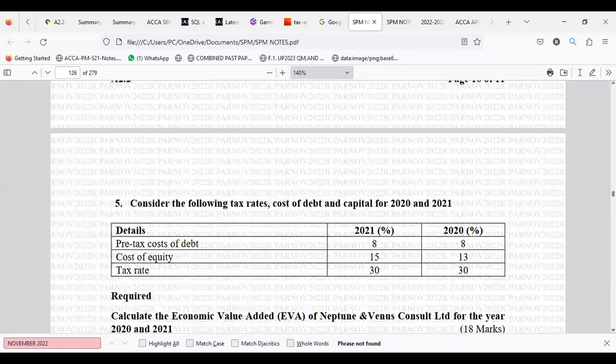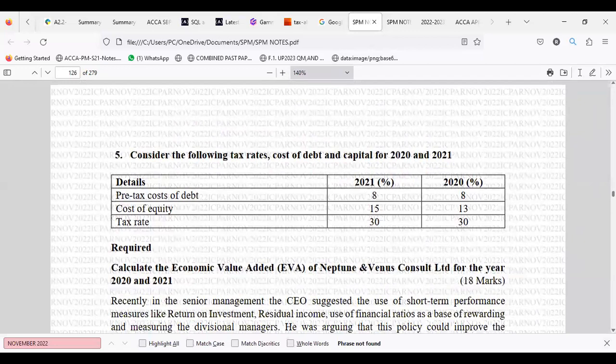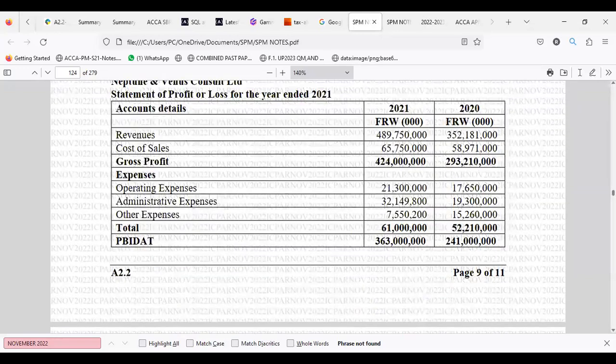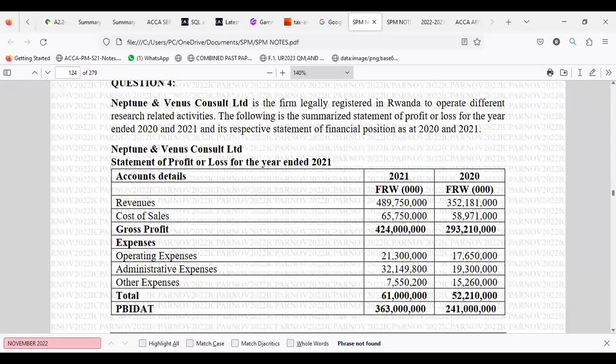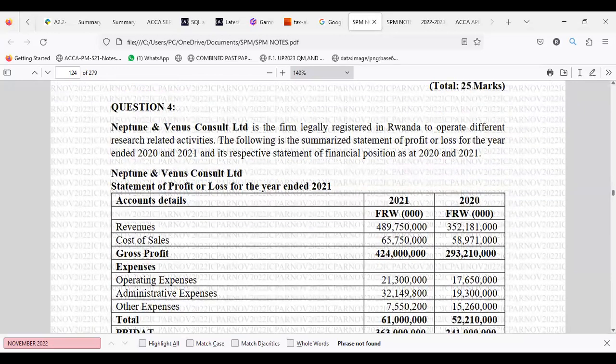It was about calculating the economic value added of Neptune's and Venus Consultancy for the years 2020 and 2021. So that's the question, that is what is required. Now let's go and get the body of the question, to see how we can use it to answer those requirements put forward to us. So to answer that, let's read through this.